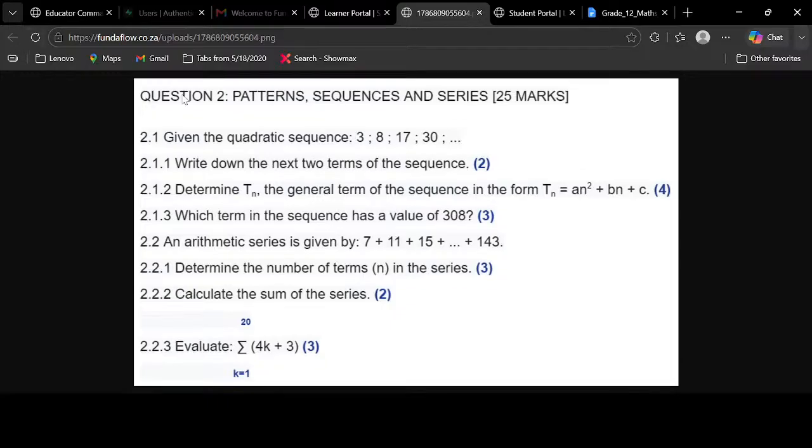So let's start. Where should we start? 2.1. So let's start with 2.1, which is the quadratic pattern.